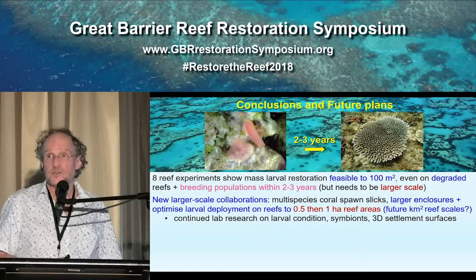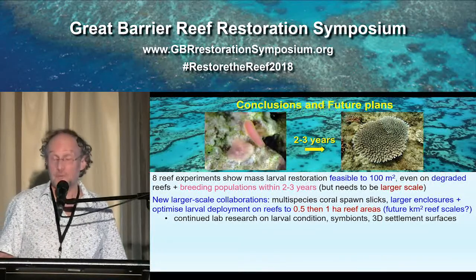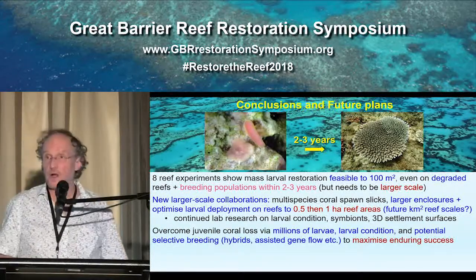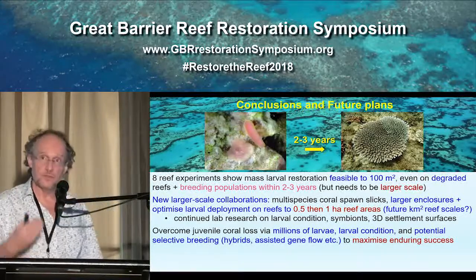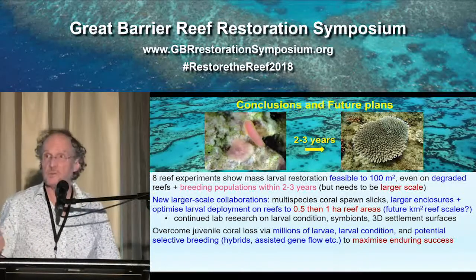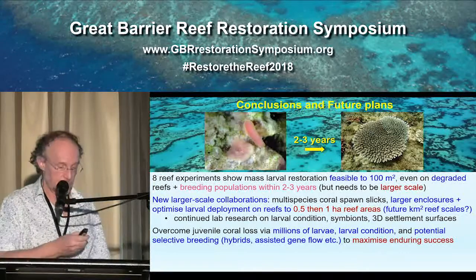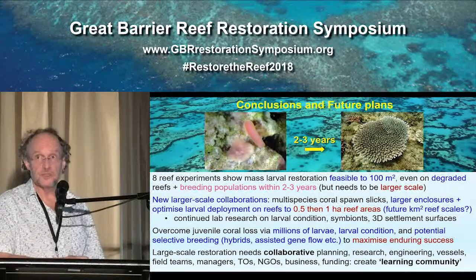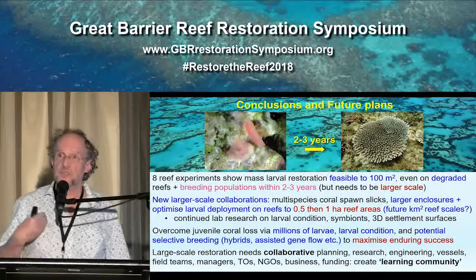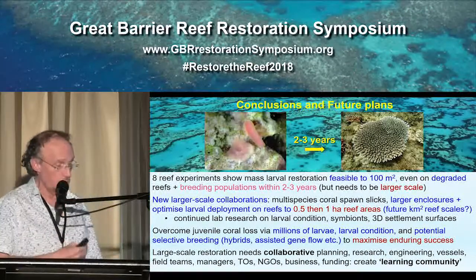And in the future, in terms of some collaborative planning and some re-engineering of the process, we should be starting to operate, or aiming to operate, at square kilometre scales. We can overcome that juvenile post-settlement mortality by adding millions more larvae into the system, improving larval condition before they settle, and potentially with selective breeding and enhanced recruitment as a result of that, as Lean was mentioning previously, to maximise enduring success. But obviously, this can't be just one individual, it can't be just a single set of skills, it needs to be a collaboration amongst all the key stakeholders to form a learning community.